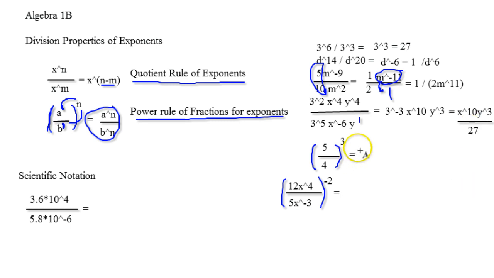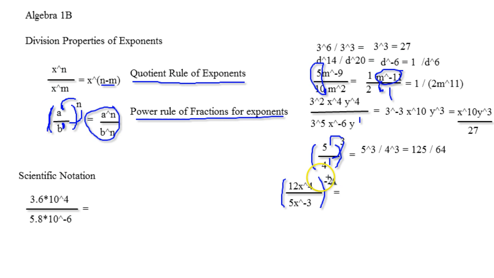Now on this one, I'm going to put an exponent on each one of the numbers. So I distribute the 3 to each one of those exponents. So this becomes 5 to the 3rd on top divided by 4 to the 3rd on the bottom, which turns into 125 divided by 64. Okay, yep, that's right.